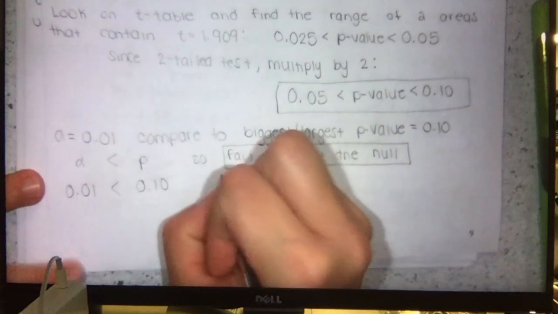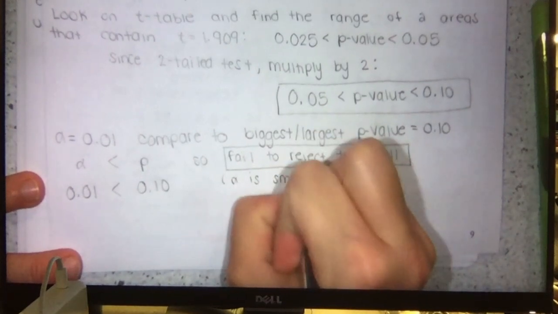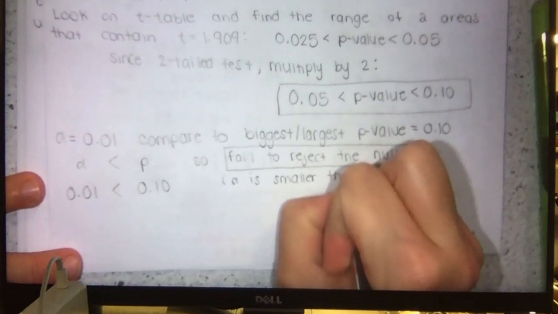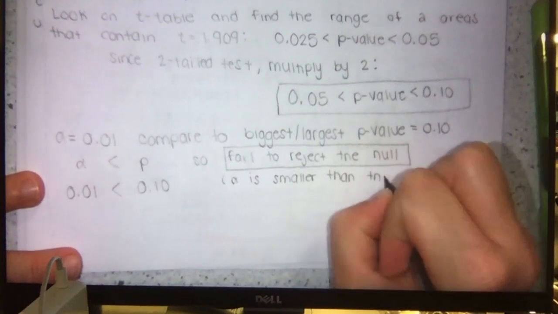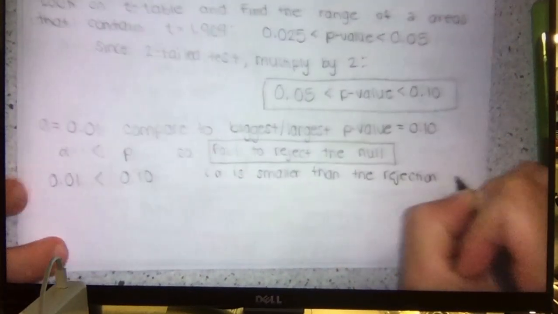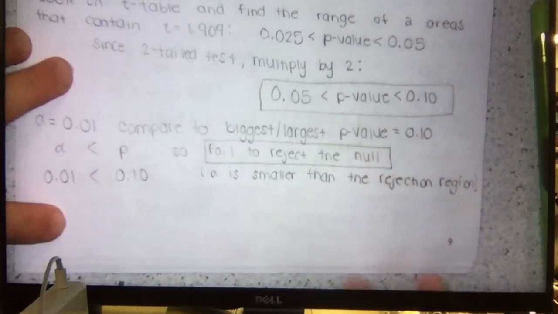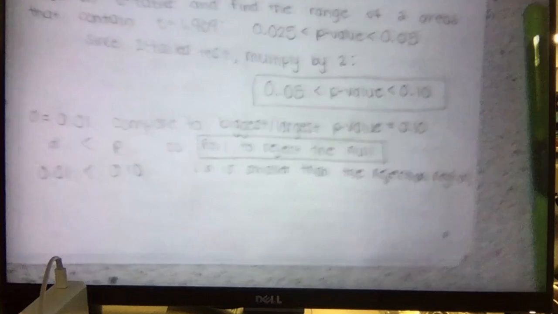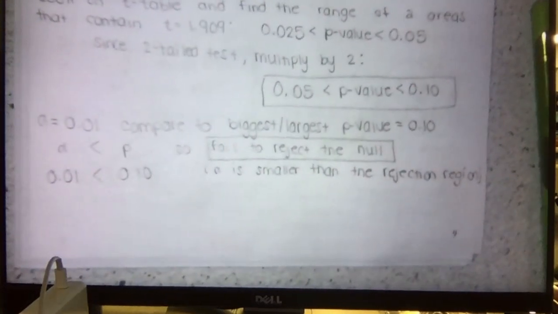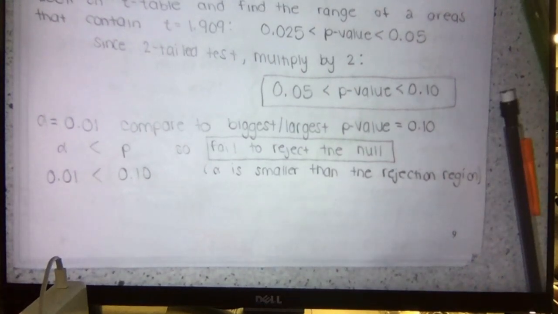And we're failing to reject because alpha is smaller than the p-value, which is the rejection region. So that's our p-value approach. We're going to do the same thing now using the critical value approach.